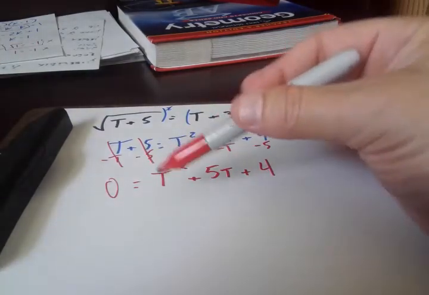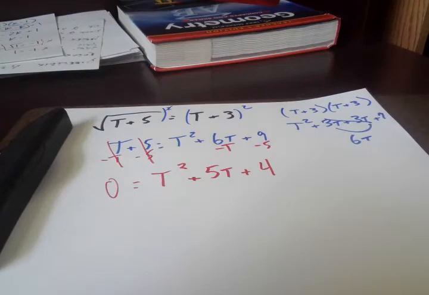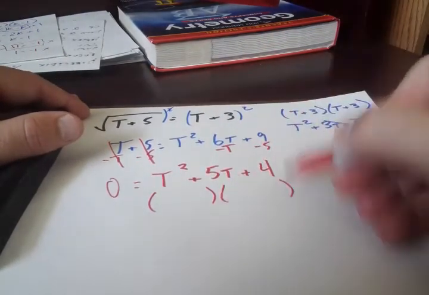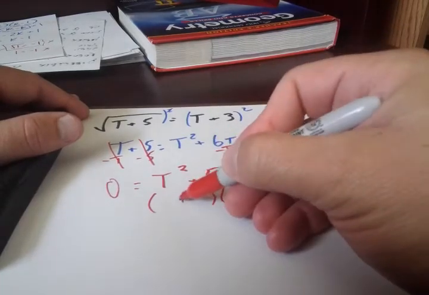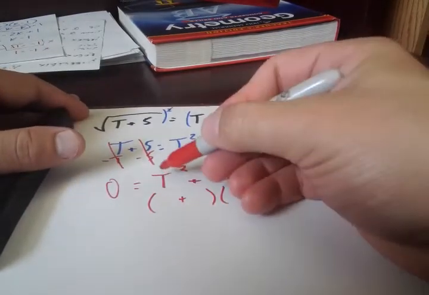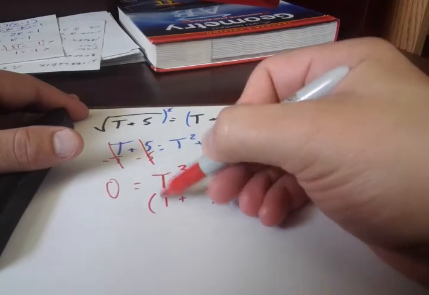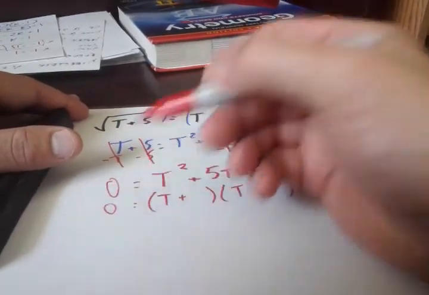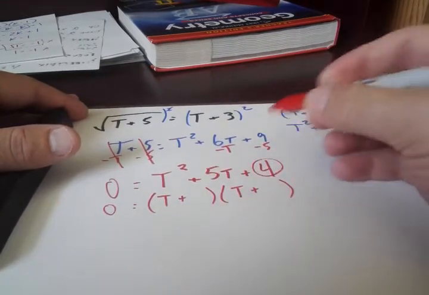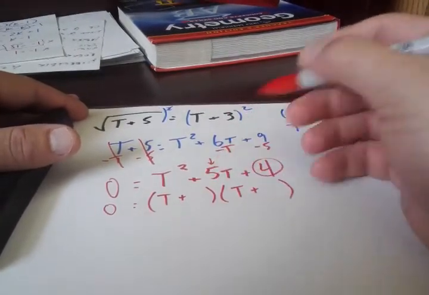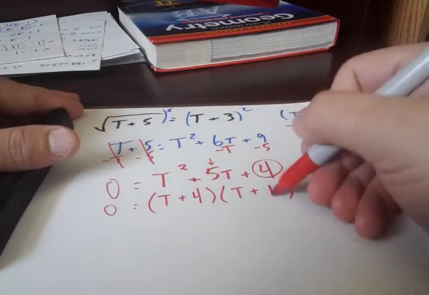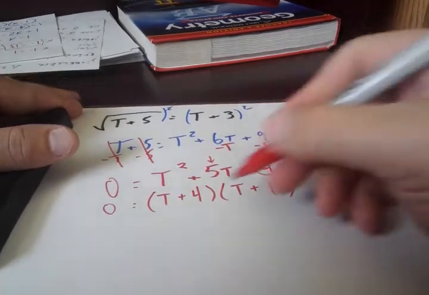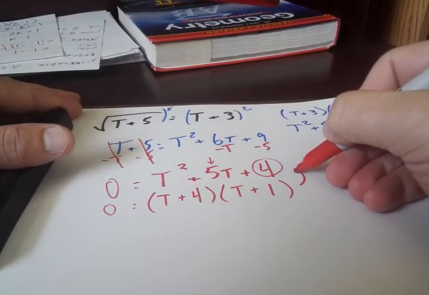Okay, here's that trinomial as promised. I want to show us how we factor this. Remember, we use our sets of parentheses. Plus plus gives us plus plus. Since a is 1, we just have a t here and here. Still equal to 0, by the way. And now we need the factors of 4 that add to 5. Obviously, it's 4 and 1, right? 4 times 1 is 4, but 4 plus 1 is 5. So that's how you factor that trinomial.